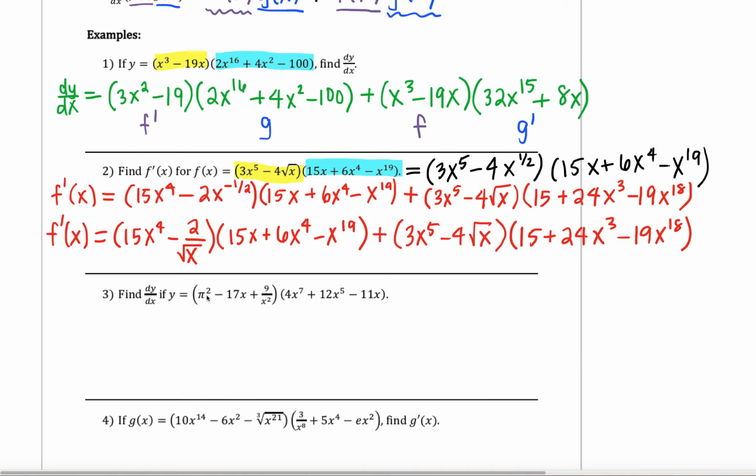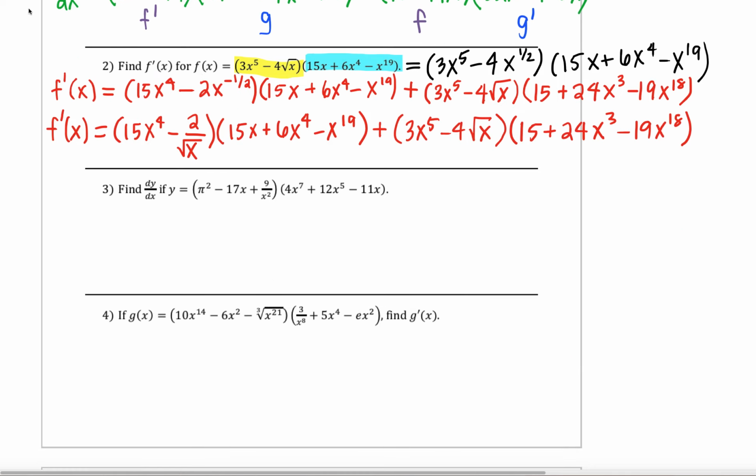Now let's look at our third and fourth examples here. So in our third example, we want to find dy over dx, which is the derivative of y with respect to x, for this product of functions. Just like in our prior example, there's a little bit of rewriting that we can do in order to use the power rule. So I'm going to rewrite the original function. So again, this is still y, I'm not taking a derivative here. I'd still have pi squared minus 17x.